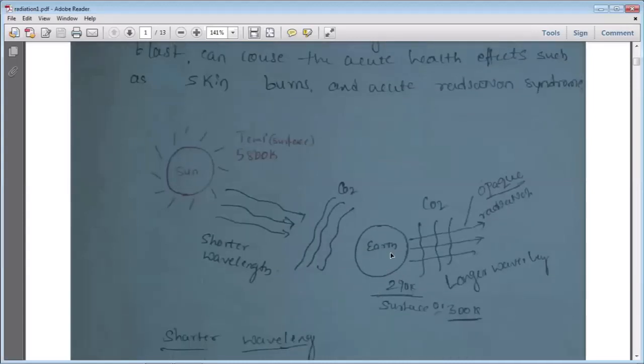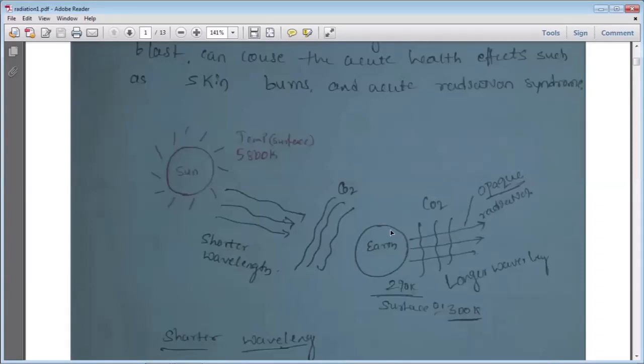In turn, the earth, at around 290 to 300 Kelvin, radiates again, but in the form of longer wavelength. It goes toward the CO2 again. But CO2 does not allow longer wavelength radiation to pass through it, because of the opaque nature of CO2. Opaque means any material that does not let radiation pass through it. Hence, CO2 does not pass longer wavelength radiation.